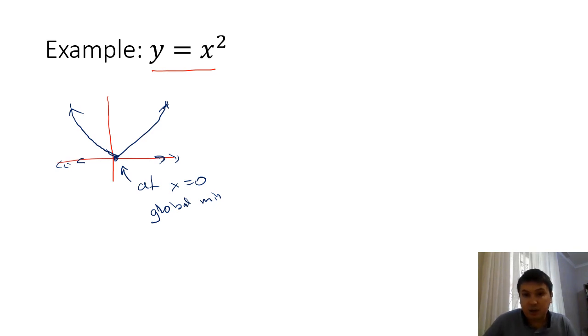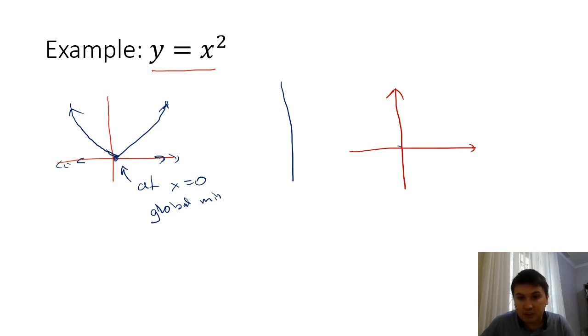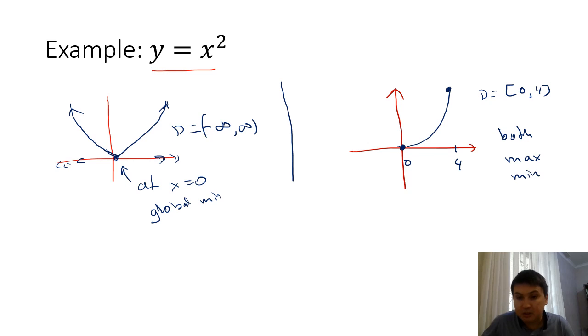Okay, so next, how about if I restrict myself to an interval? I have the same parabola, but now I restrict myself to some region like this. Let's say that here it's 4, here it's 0. So my interval is [0, 4], whereas before my domain D was minus infinity to infinity. Then we see that the minimum is 0 and the maximum is 4. We have both of them. So both the global max and min exist.